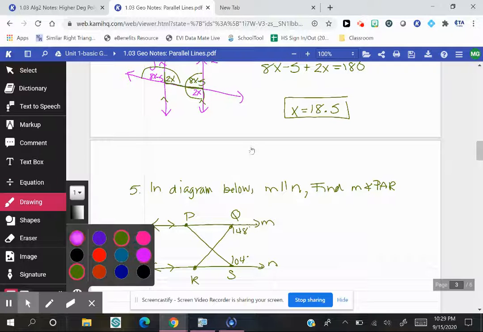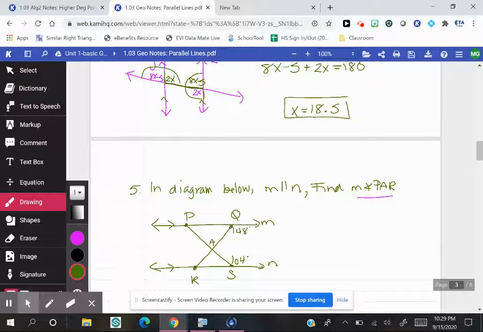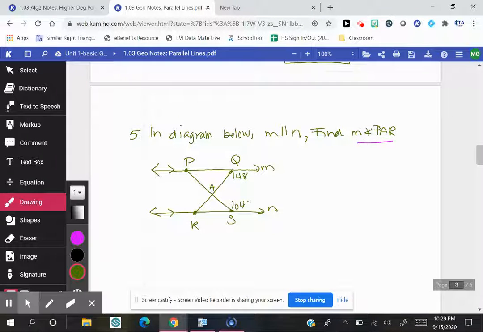So in geometry, what's usually best is to just kind of dive in. You might not necessarily find what you're looking for right away, but just find anything you possibly can. And then as you find more and more, we hope that helps us to find what it is they're asking us for. So you might start here by saying, okay, well, I see a linear pair here. These two form a line. So I might do 180 minus 104. So that would give me 76.